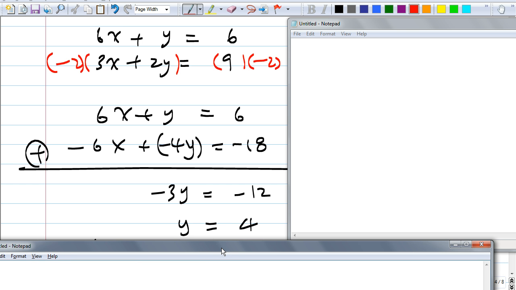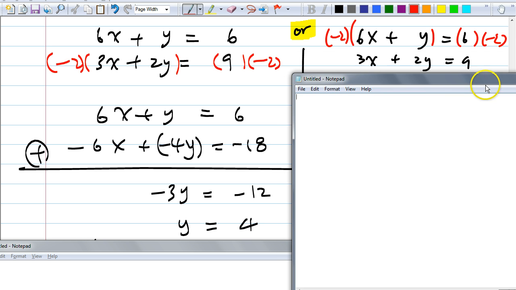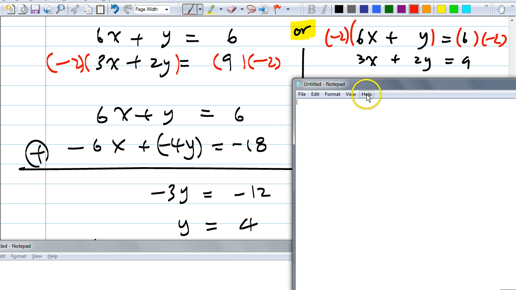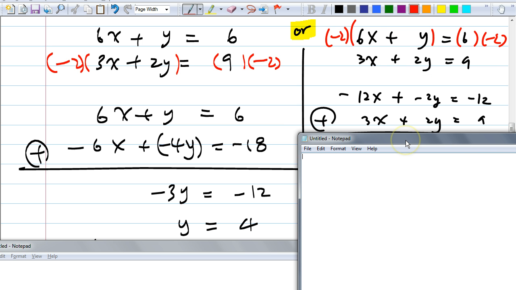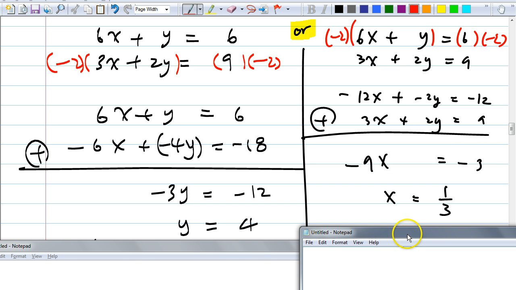Any question? Those of you that multiplied both sides by -2 on this side right here. Kyle, what did you get? When you do this, what do you get on the numerator? Did you all get 1/3? Because you get -12x plus -2y equals -12. And then the second equation stays the same. So you get -9x equals -3, right? So you get 1/3. Is that right?